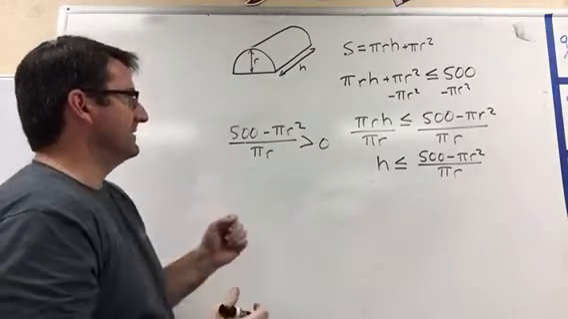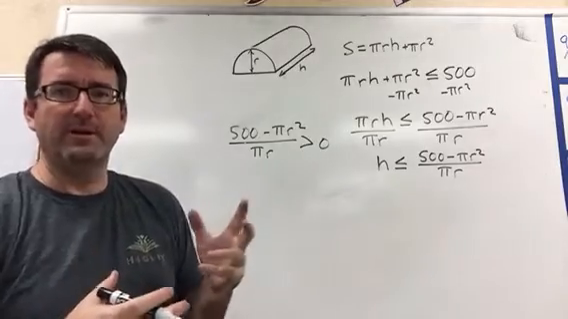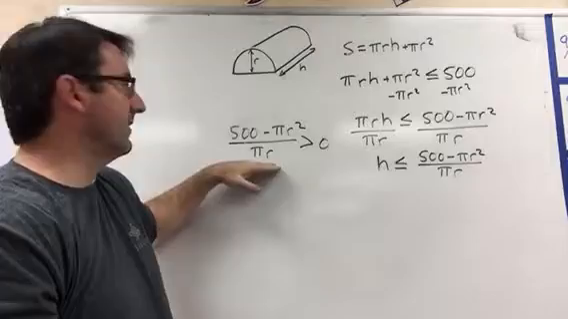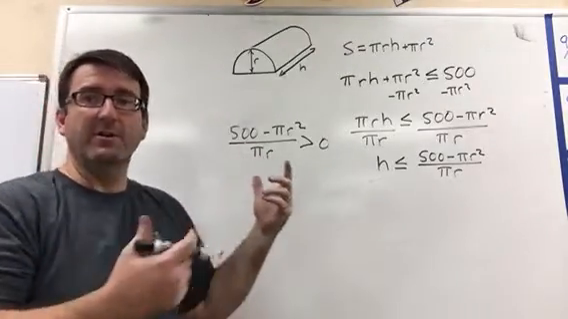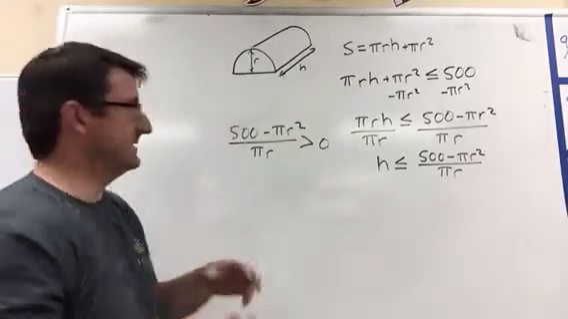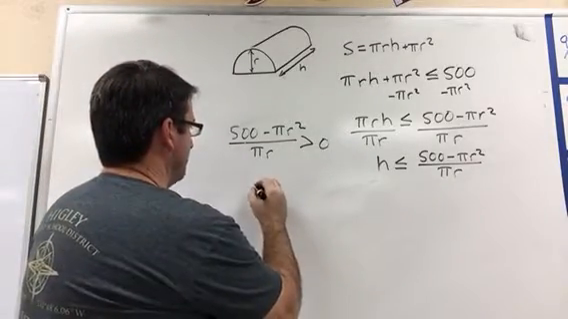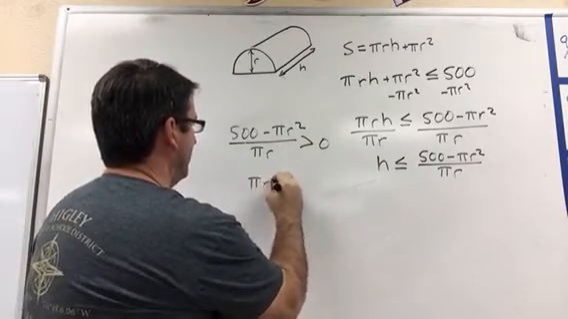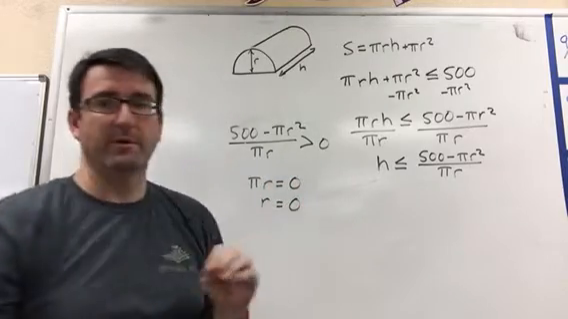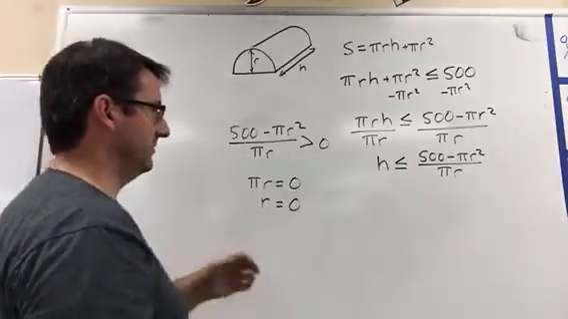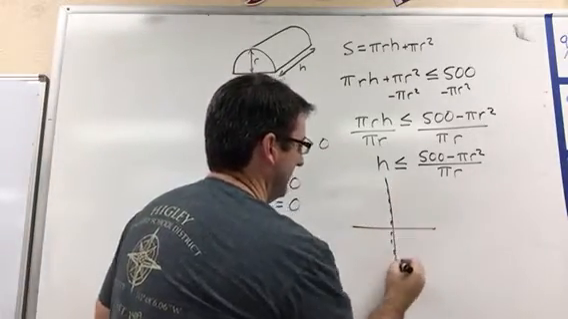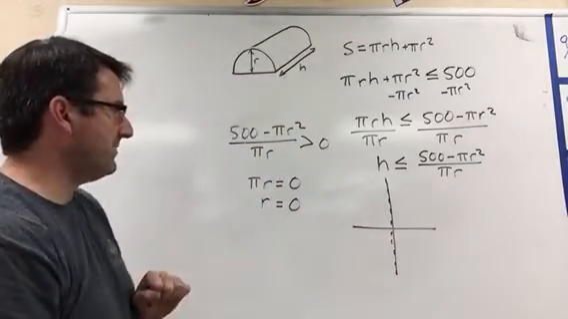If we were to graph this, there's a couple of points that we would be really interested in. One would be the vertical asymptote. To find the vertical asymptote, we're going to set this denominator equal to 0. So if pi r is equal to 0, then r has got to be equal to 0. That's where our asymptote is going to be. If we graph this, we'd have an asymptote right here at 0.